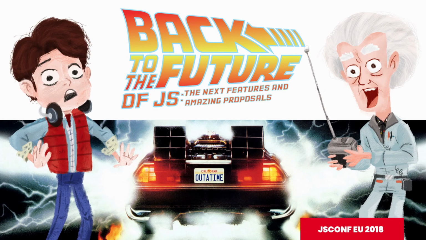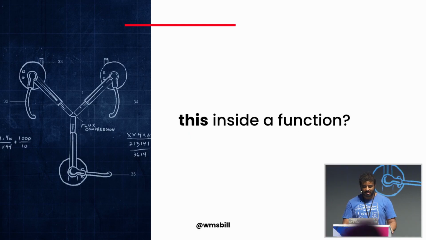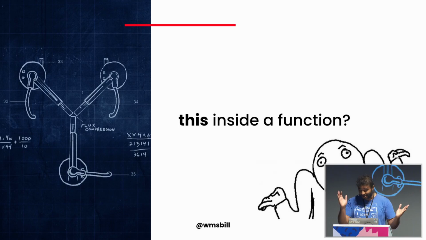So, I'd like to start my presentation asking a tricky question. What is this? In ECMAScript, this has different semantics than this in other languages, where it mostly refers to the lexical scope. In the global scope, this in JavaScript refers to the global object. So in the browser it is window, and in web workers it is self, in Node.js module.exports, and so on. But what about this inside a function? Well, it depends. It depends how and where this function is called.